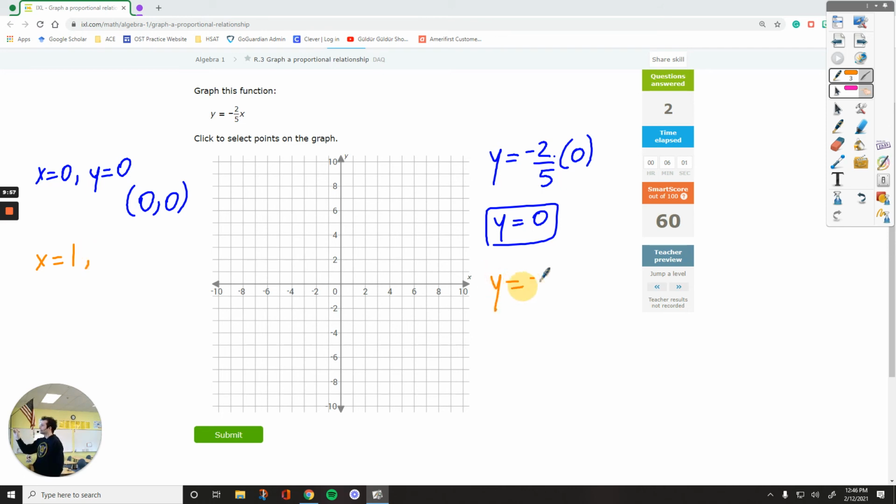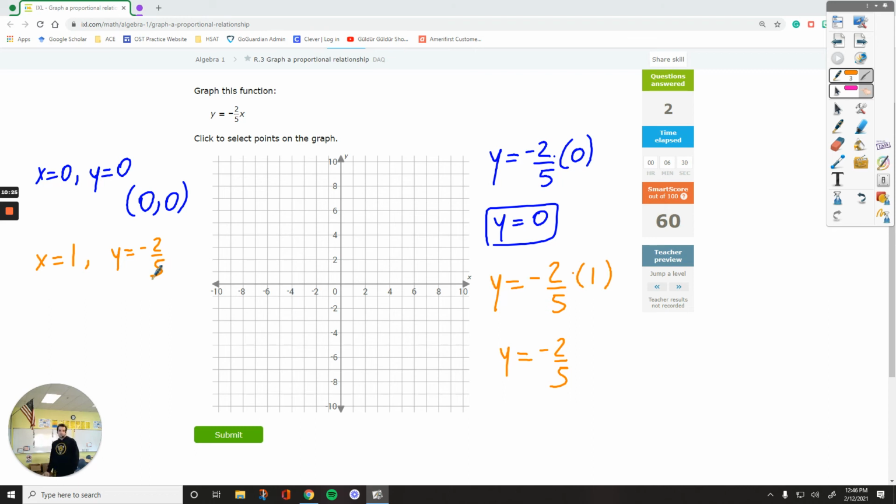Y equals negative 2 over 5 times 1. So this one here would be equal to negative 2 over 5. But how am I supposed to plug this in? How am I going to graph that fraction over here? Negative 2 over 5. Is that even a thing? Can I do it over here? You cannot. No. That's negative 0.4. There's no way you can figure it out. IXL is not going to let you plot a point at negative 0.4.